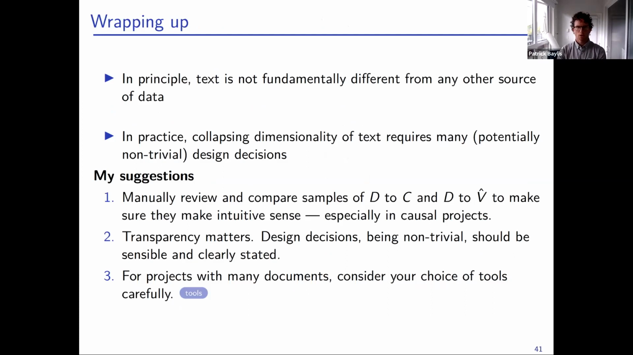The closing thoughts that I have here are that in principle, text is not fundamentally different from any other source. In practice, you can't possibly include raw text data in your models, or if you can, tell me how. So you have to make some decisions around collapsing dimensionality. My suggestion is that you compare samples of your data in terms of raw text to what you get in C, your variable vectors, and to what you get in V hat, your predicted values. You want to make sure those make intuitive sense, especially in projects where they represent a causal impact. You need to be transparent about these design decisions because you're going to be making a lot of them, and many of them won't be trivial.